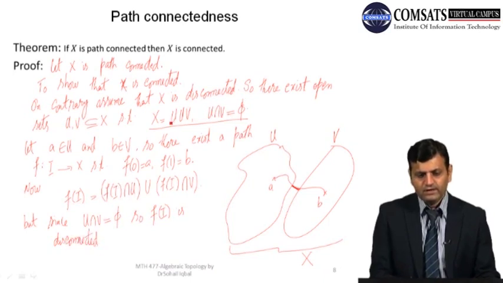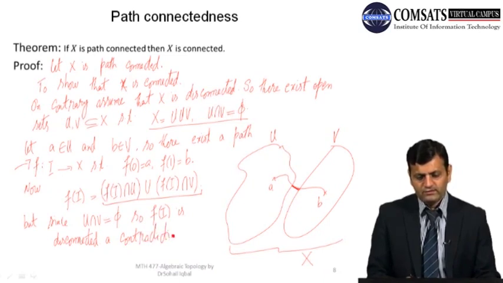Why is this a contradiction? Because f is a continuous map. So if f is a continuous map from I, which is a connected set, then the continuous image of a connected set is connected. In this case we see that the continuous image of a connected set is not connected, because we can write it as a union of two open sets which are disjoint as well. That is a contradiction to the continuity of this f.